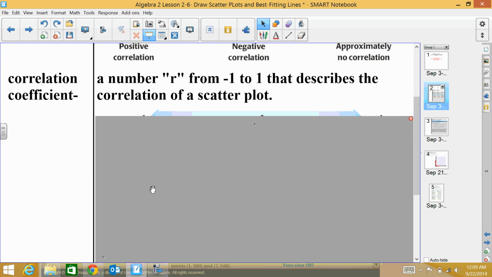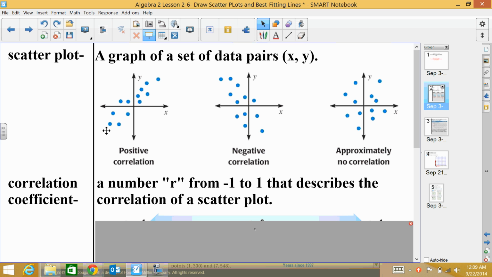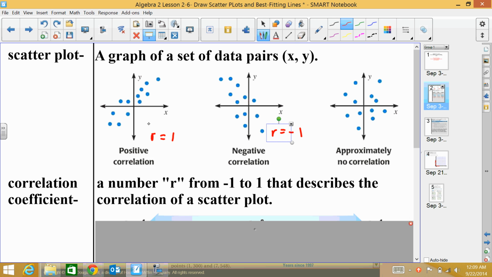Then there's something called the correlation coefficient, and this is a number represented by the variable r, and it ranges from -1 to +1, and that describes how strong the correlation of a scatter plot is. So if it has a very strong positive correlation, such as this one up here, this one would be closer to an r value of 1. Okay, and if it's negative, then that would be having an r value of close to -1. That would show strong positive. This would show strong negative. If it has no correlation, the r value is going to be 0.